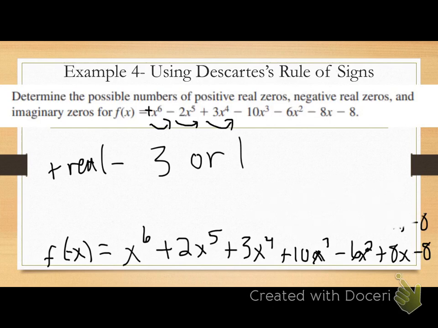So to find the possible number of negative real zeros, I need to count the sign changes in f of negative x. So once again, I have a positive there. Between the first two, I don't have a sign change. Between 2 and 3, I don't have a sign change. Between 3 and 4, no sign change. But from here to here, I've got a sign change. From here to the next one, I also have a sign change. And then between the last two, I have another sign change. So for f of negative x, I have 3 sign changes.